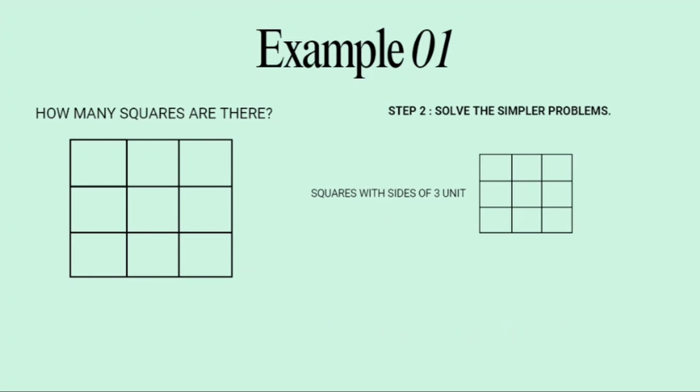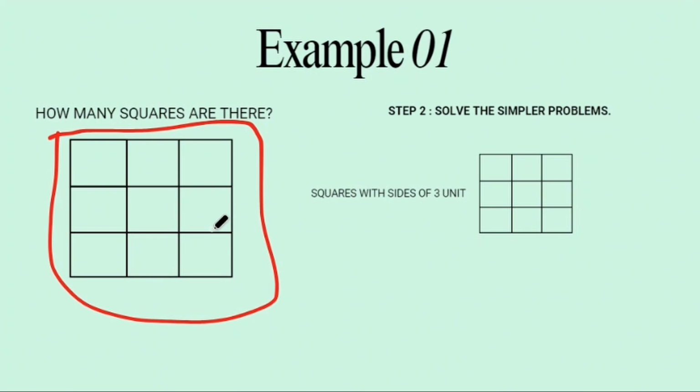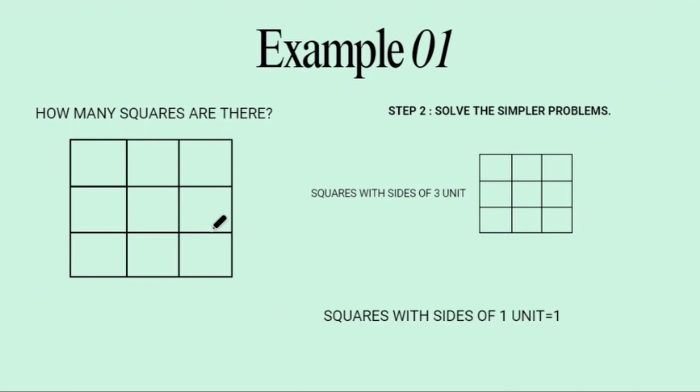So, the squares with sides of 3 units is just one, right? So, one.